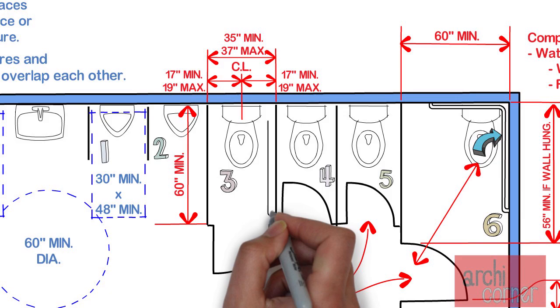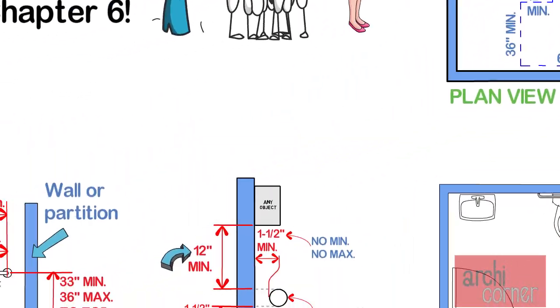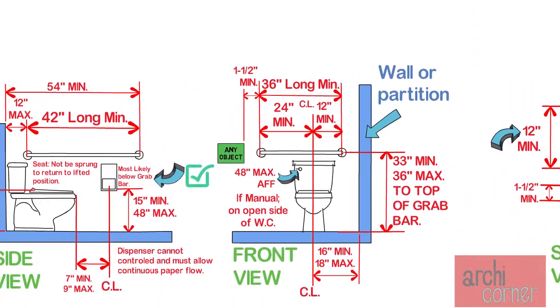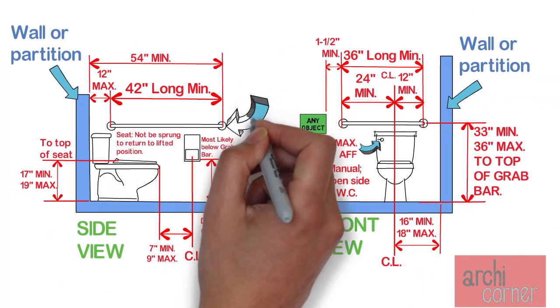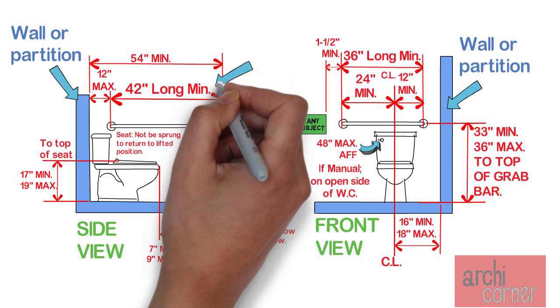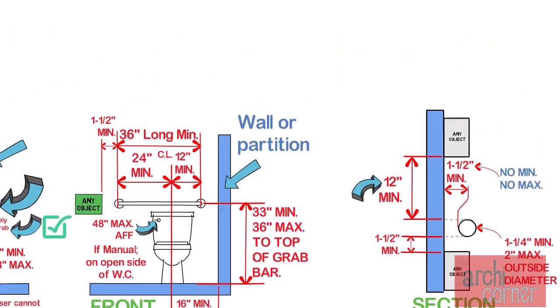Grab bars must also be placed on each side. These grab bars are required to meet the same exact requirements as the side grab bars in the accessible stall we talked about earlier. 42 inches minimum, 12 inches max from the back wall, and must extend from the back wall a minimum of 54 inches.